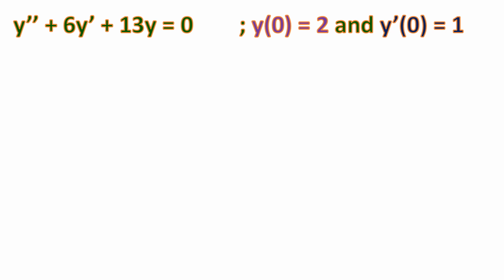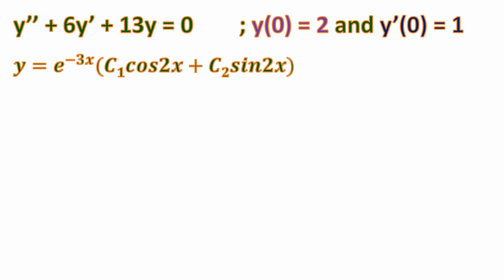So let's have another one. Here we have exactly the same equation as the previous one: y double prime plus 6y prime plus 13y equals 0, except for the initial values, we have y of 0 equals 2, and the first derivative of y at 0 is equal to 1. So we're going to use the general solution directly because it's the same as the previous example, and our concern is to find the constants.